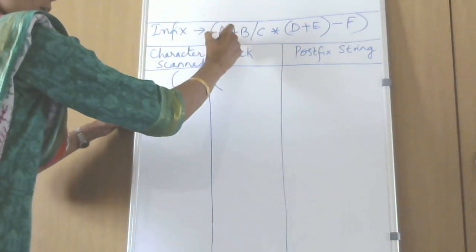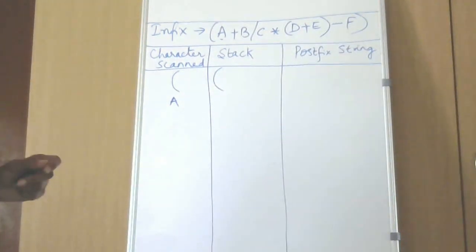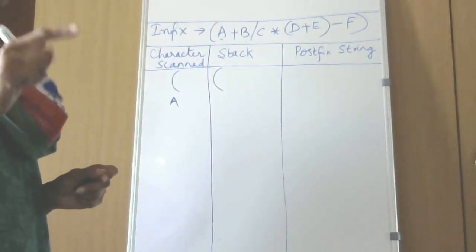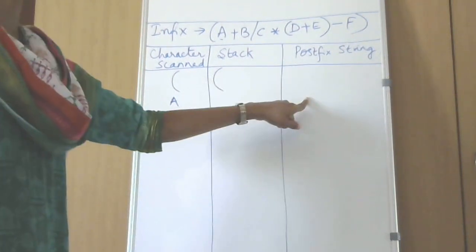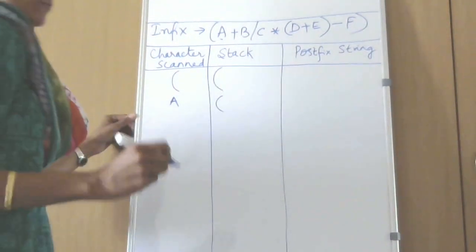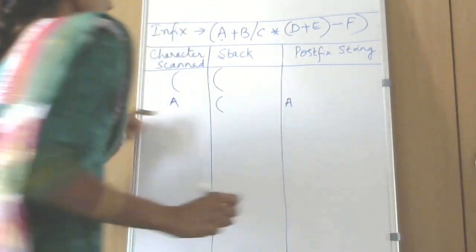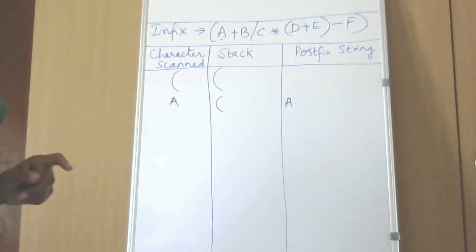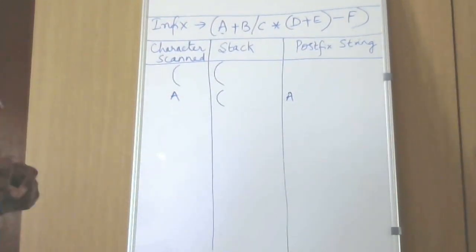The next character that we scan is A. A is an alphabet. I told you in the steps that if the character scanned is a digit or an alphabet, put it directly into the postfix string. So your stack will remain as it is with your open parenthesis. There is no change. I put this character A as part of the postfix string. Next we have an operator.